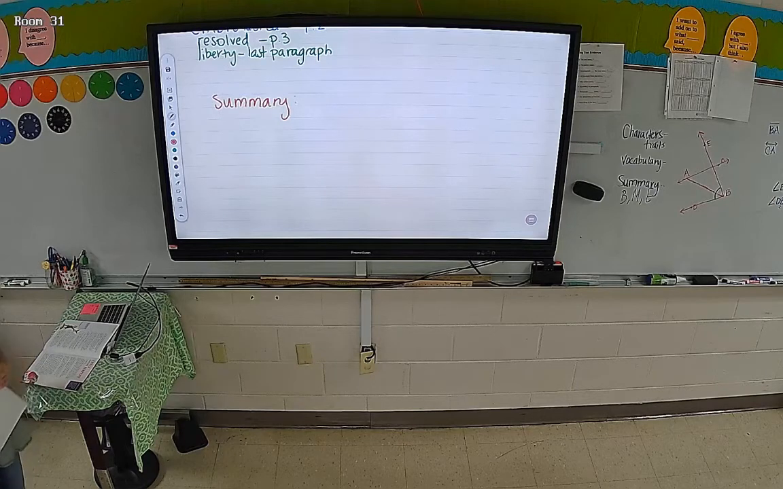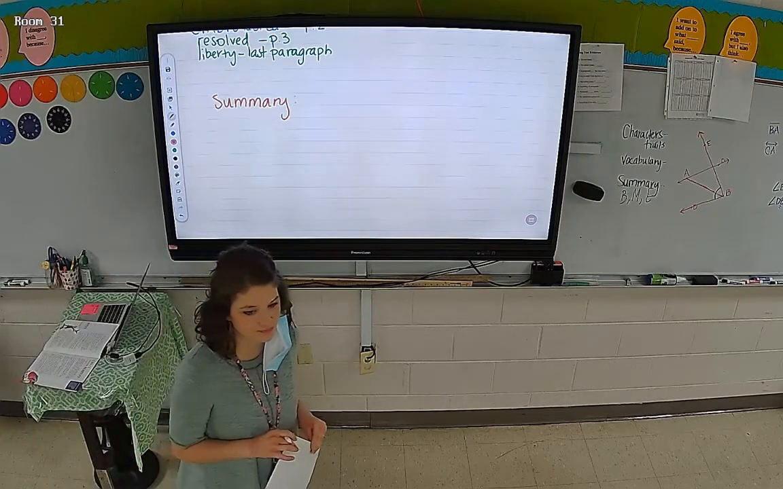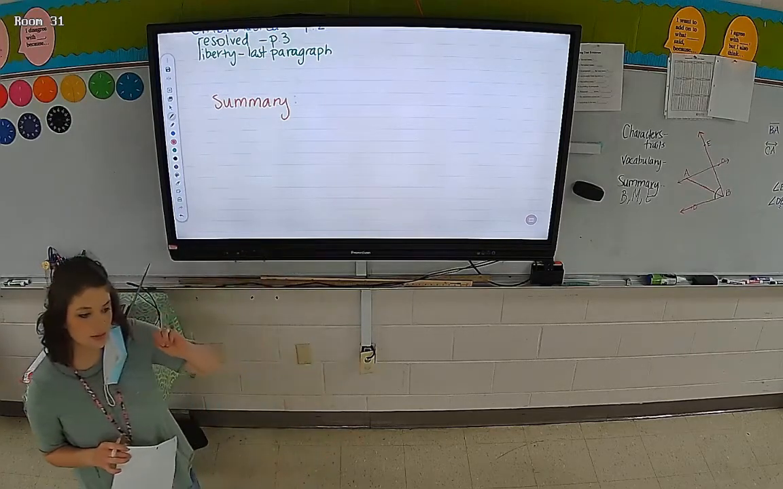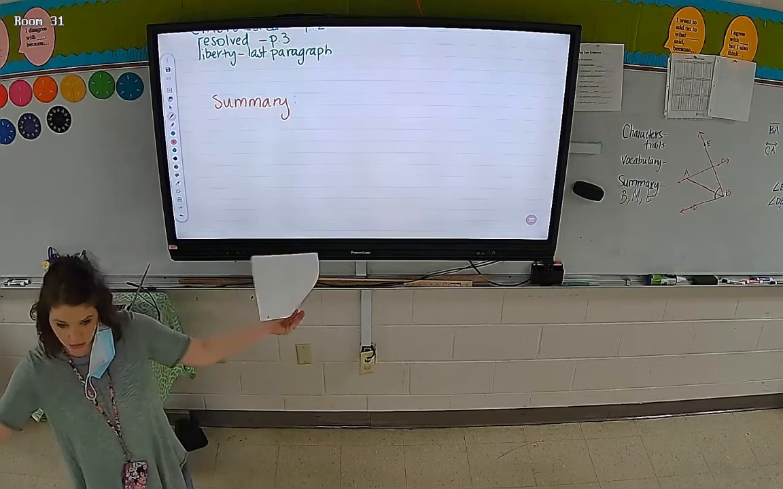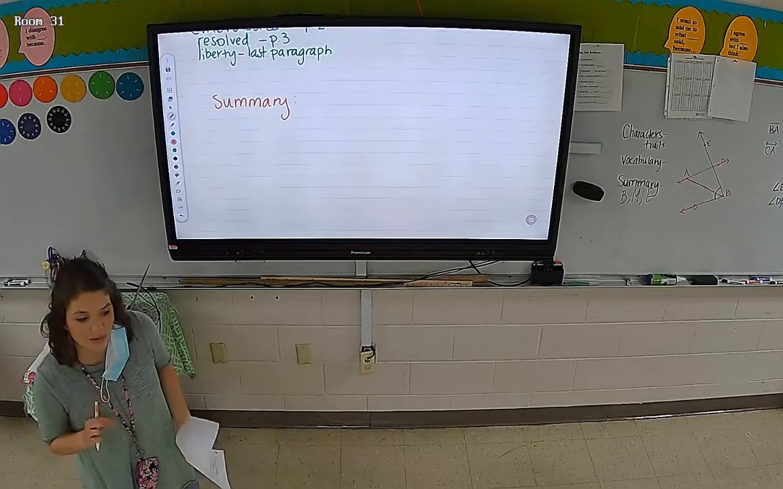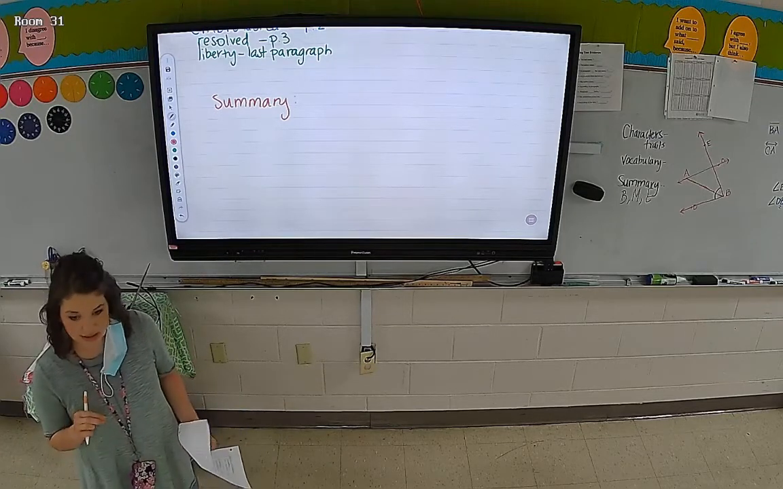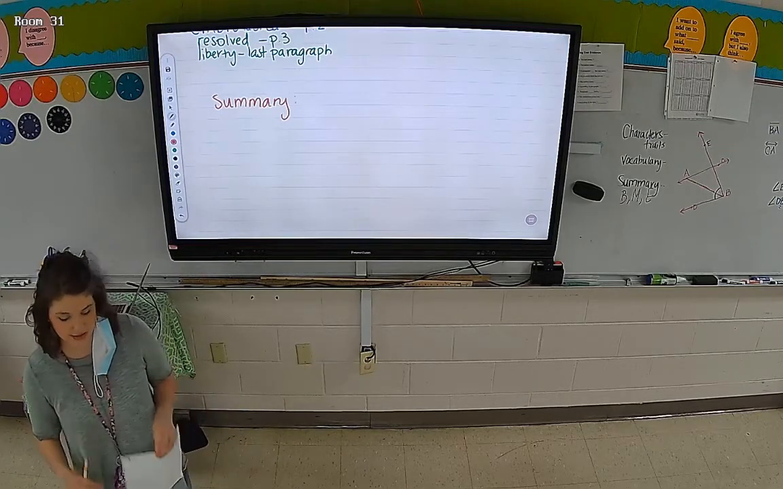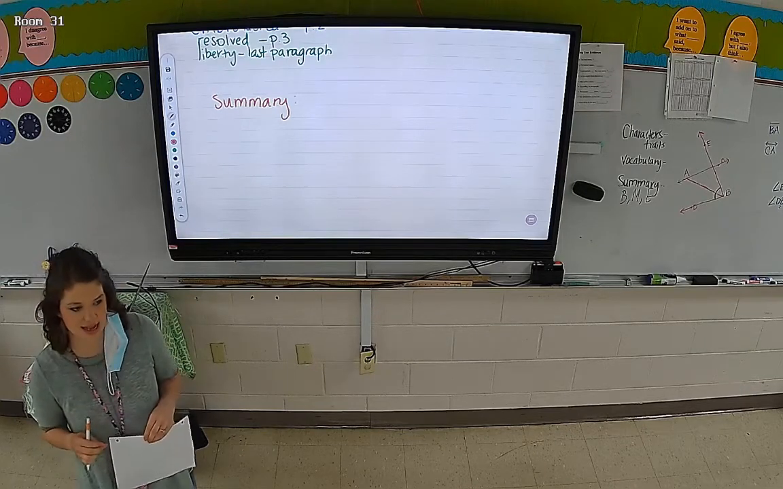Okay, summary. I need everybody to write this on their paper. The last thing we're talking about with this text is a summary. You may have to flip it over on the back. That's fine. Remember, a summary is when you tell someone about what? The beginning, the middle, and the end. You tell them about the whole story, but without what? All the details. You want just the main events, just the big events, the main things that happen.